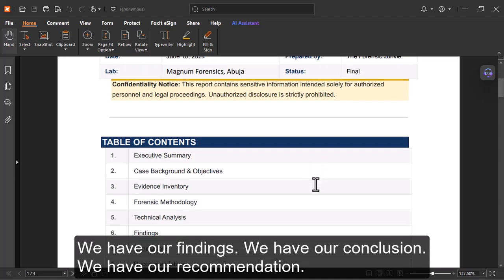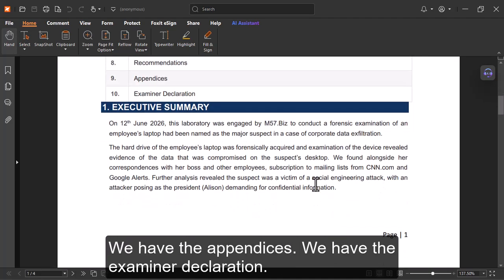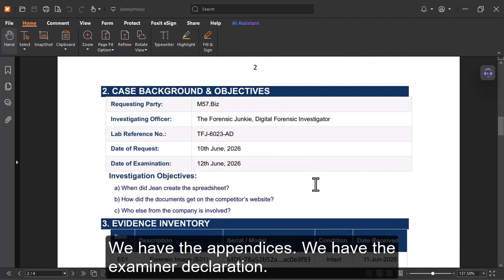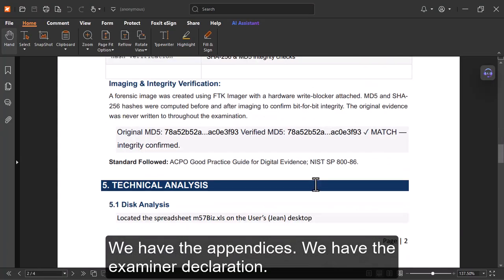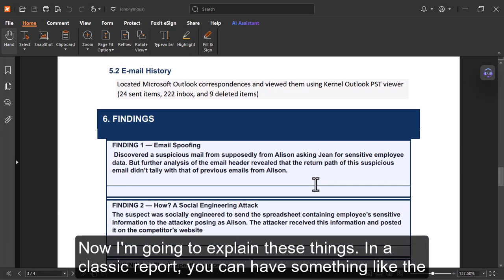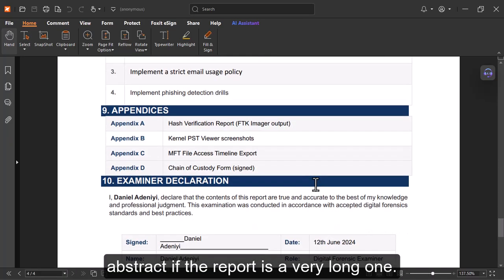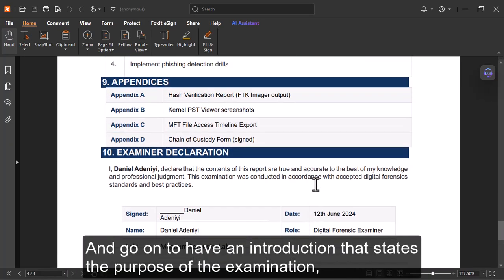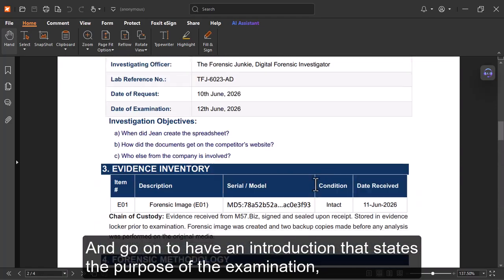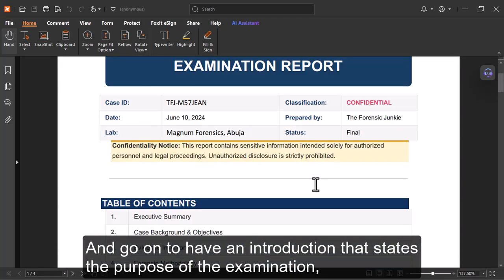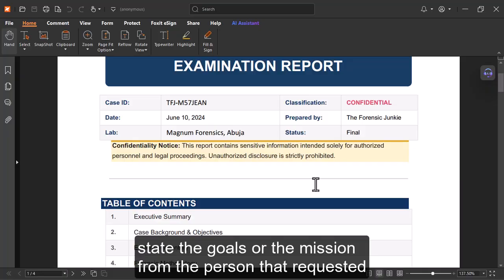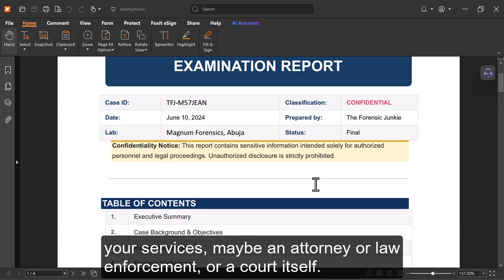We have our findings, we have our conclusion, we have our recommendation, we have the appendices, we have the examiner. And I'm going to explain these things. In a classic report, you can have something like the abstract if the report is a very long one, and go on to have an introduction that states the purpose of the examination, state the goals or the mission from the person that requested your services, maybe an attorney or law enforcement or a court itself.